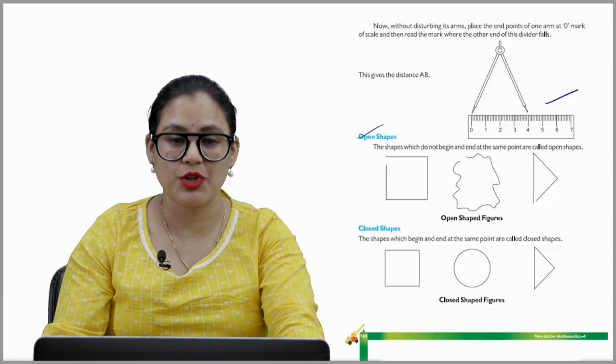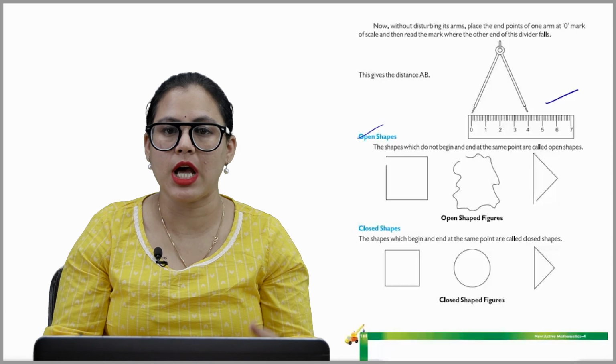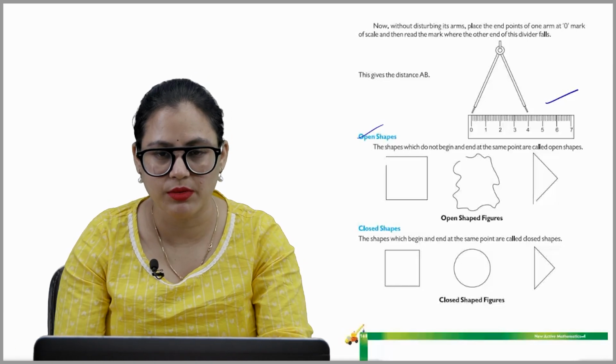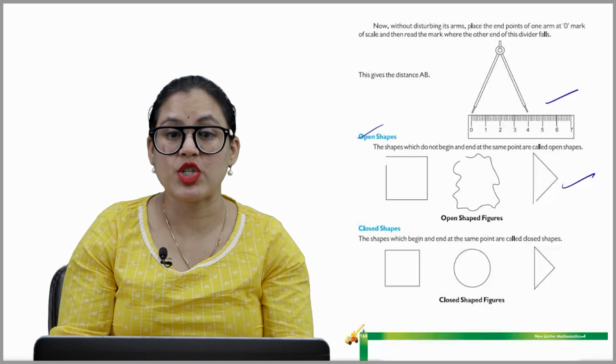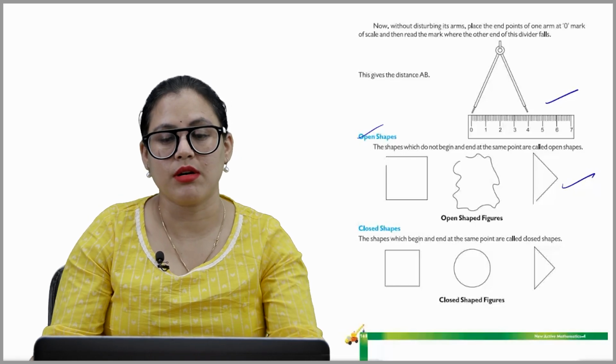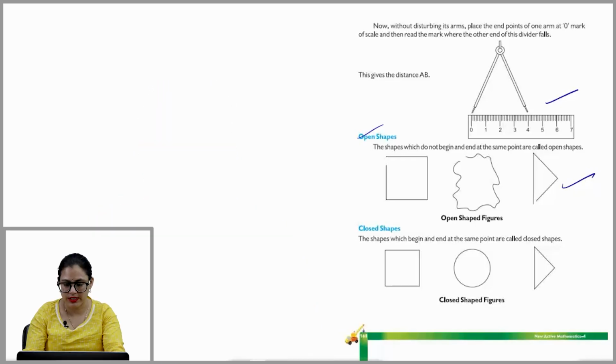Open shapes. The shapes which do not begin and end at the same point are called open shapes. Okay, these are the open shaped figures. And closed figures: the shapes which begin and end at the same point are called closed figures. For example, these are the closed shape figures.